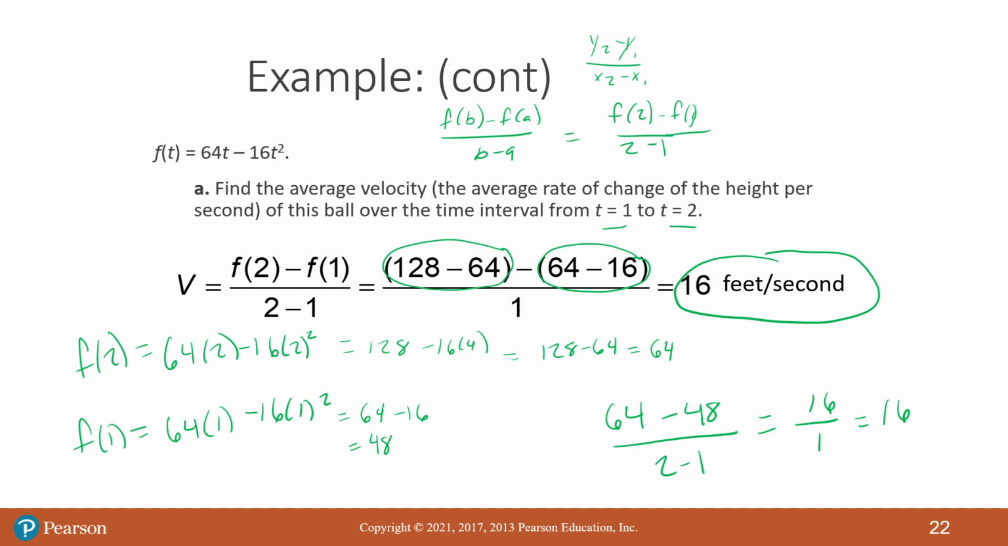That's all it is. Find your f of 2, find your f of 1, plug it in this formula, f of b minus f of a over b minus a, which is essentially just your slope formula in different letters. That's all we're doing right here and simplifying it down. Don't make it any more complicated than it has to be.